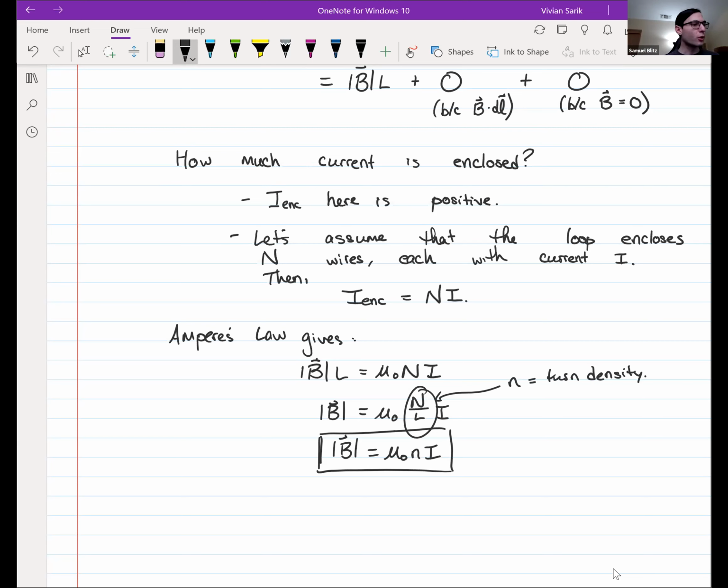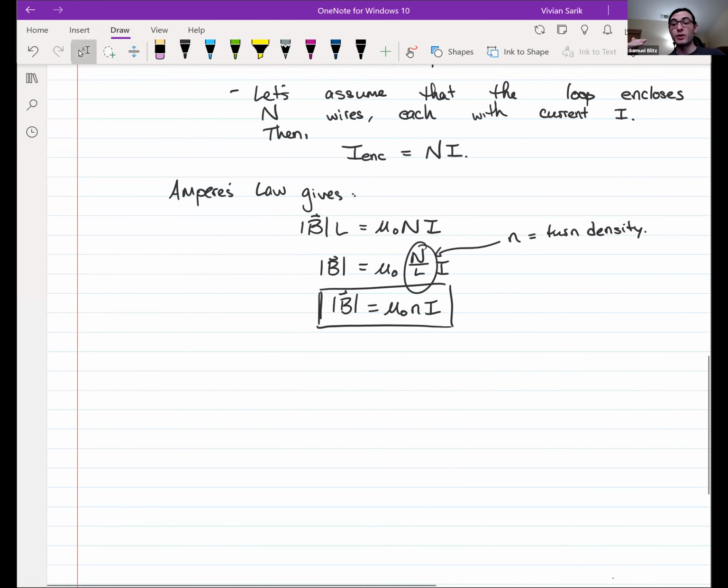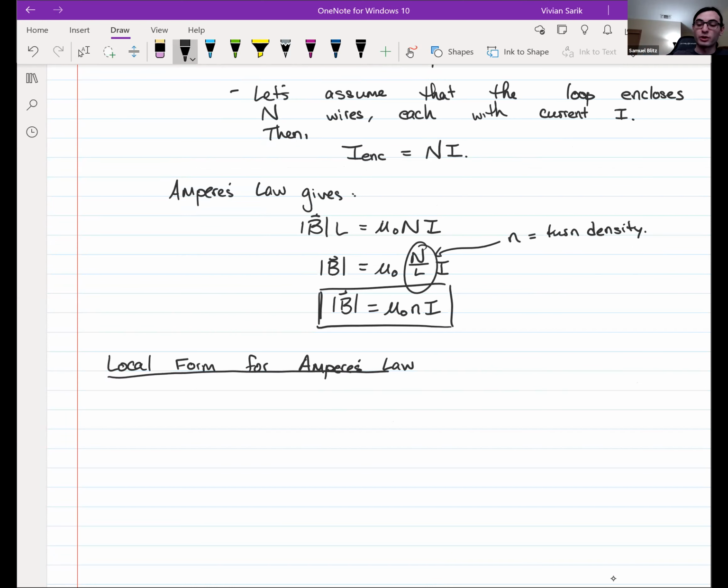Right. So there's one more thing to talk about with regards to Ampere's law before we proceed into chapter 5, and that's the local form of Ampere's law. So up until now, we've talked about integral forms of all of these things, Gauss's law and Ampere's law. What we haven't done is give a local form for Ampere's law yet. So the local form for Ampere's law can be derived in much the same way that we derived the local form for Gauss's law. And for Gauss's law, what we used was the divergence theorem to relate the surface integral over a closed surface to the volume integral of the divergence inside that surface.